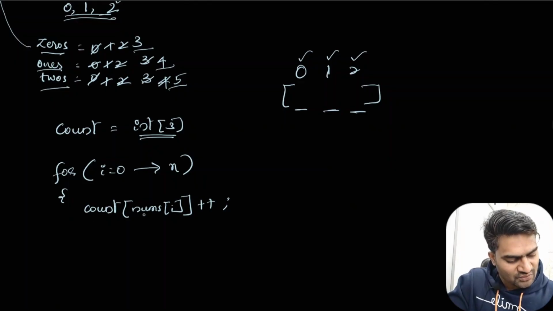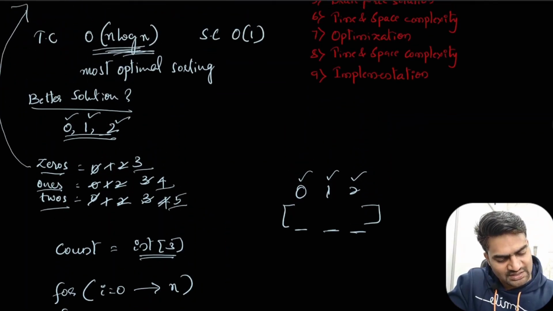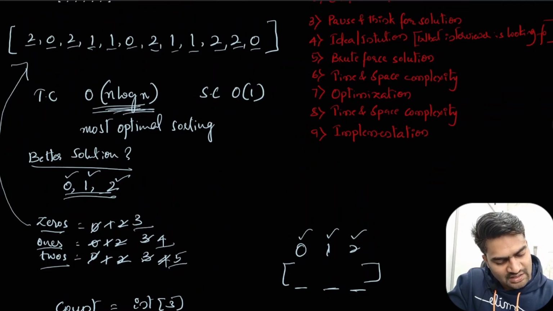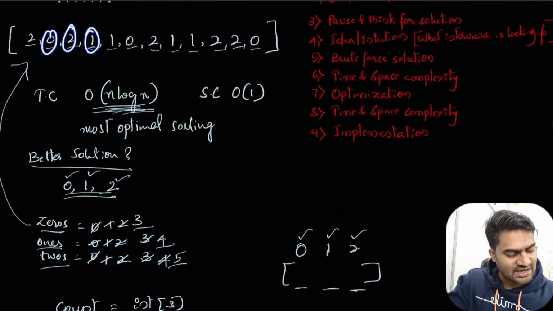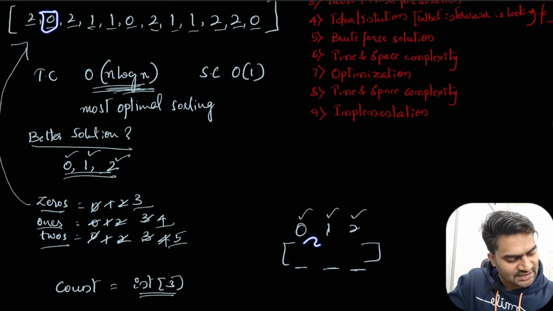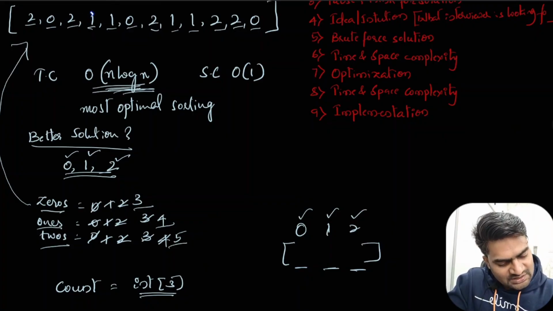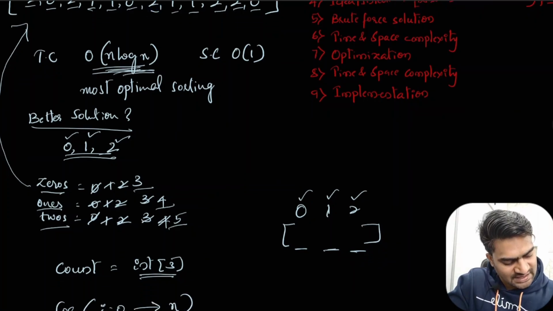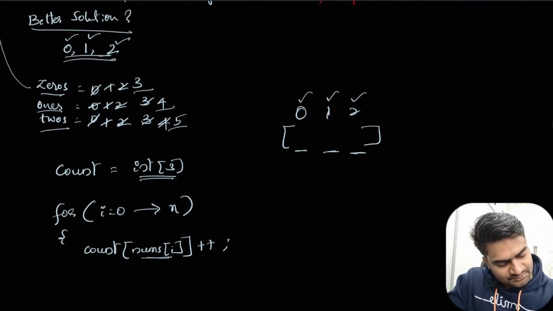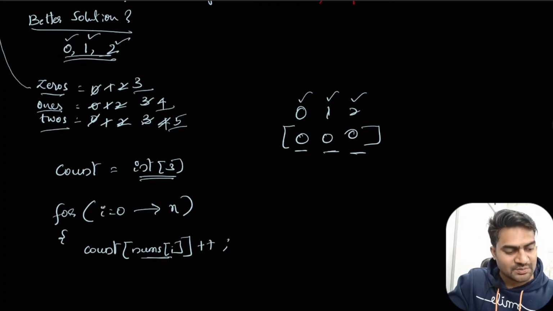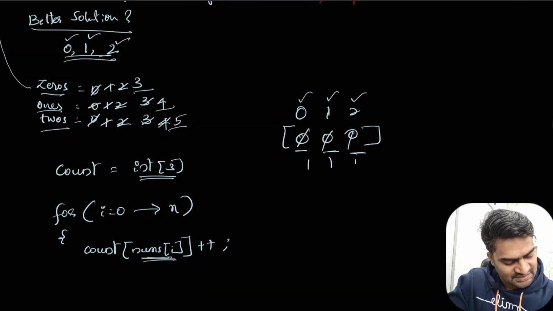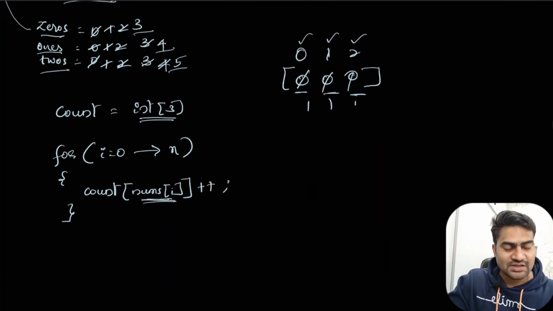So count of nums of i means whatever is the number, it will be either 0, 1 or 2, right? So whenever we encounter 0, it will increment this particular value. Correct, right? Now whenever it encounters 1, it will increment the 1's count. Whenever it encounters 2, it increments 2. So that's what I do here. Initially these values will be 0. Then whenever it comes across any number, it will simply increment its count, based on the value which appears. So with this, I close this.